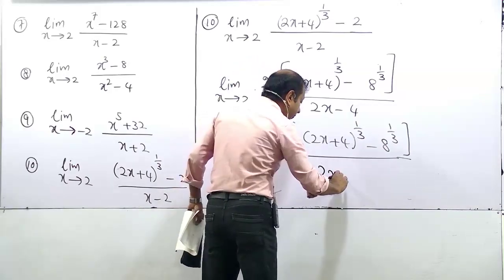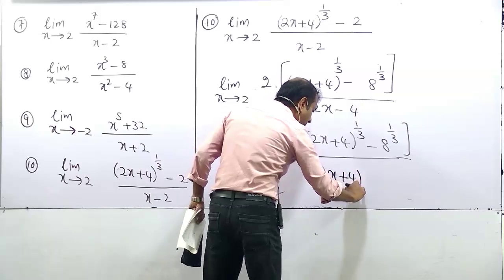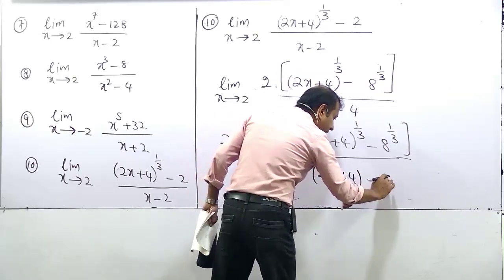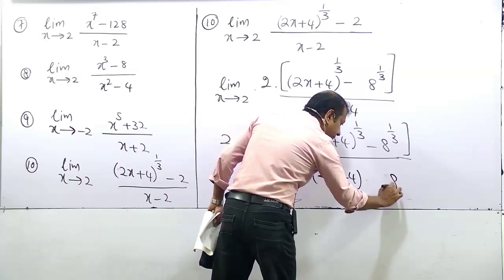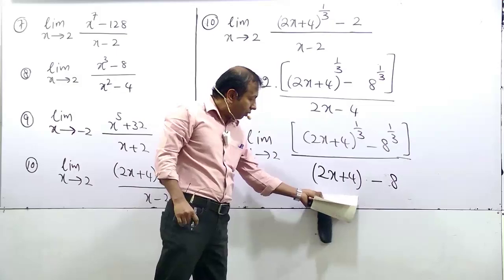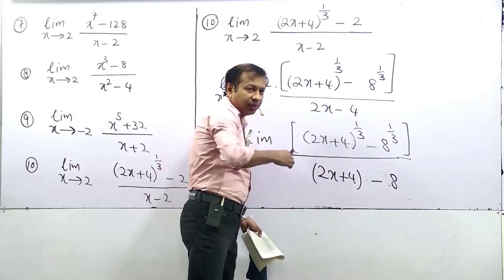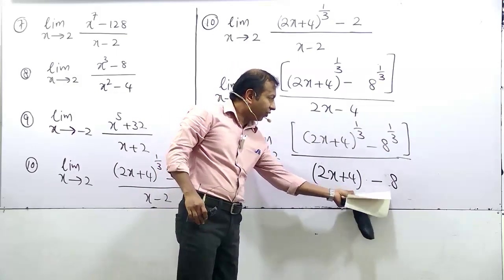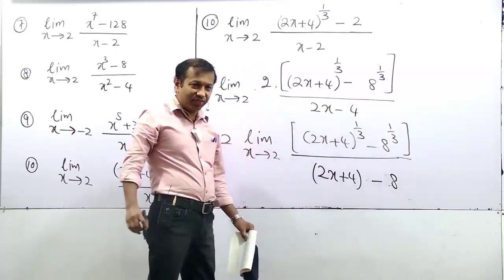2x plus 4 minus 8, I write. Then by this, do we get this really? Yes, it is. Plus 4 minus 8 is minus 4 coming. That's fine.